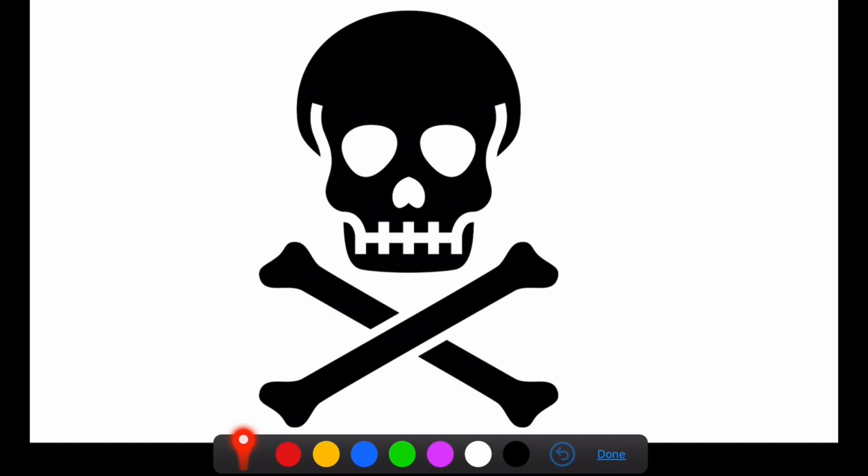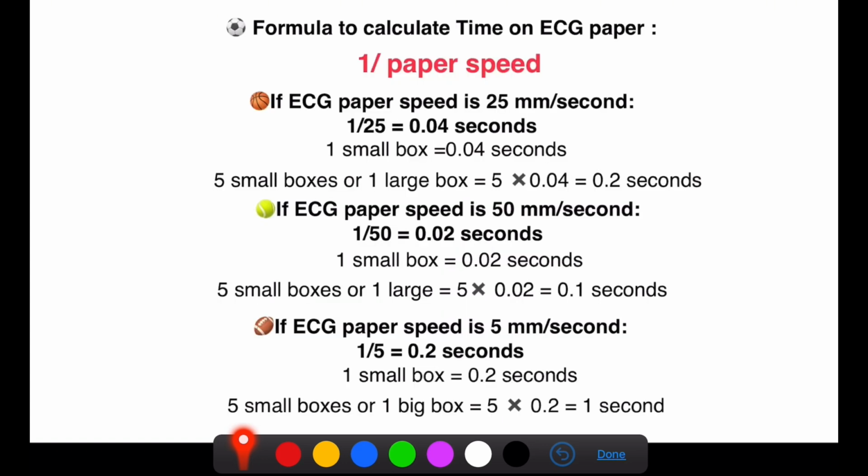Now the question is, why is one small square equal to 0.04 seconds? Remember, it depends on the ECG paper speed. Here is the formula to calculate the duration of one small square in ECG paper. It is 1 divided by the paper speed. If ECG paper speed is 25 mm per second, then 1 divided by 25 is equal to 0.04 seconds. So one small box will be equal to 0.04 seconds and 5 small boxes will be equal to 0.2 seconds.